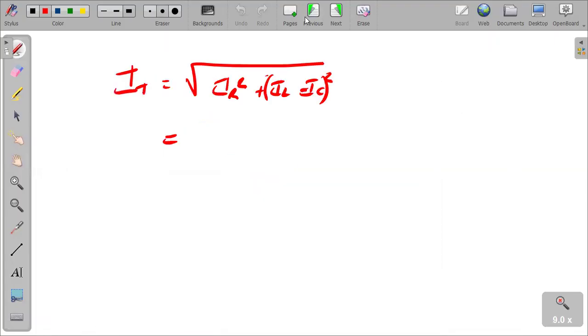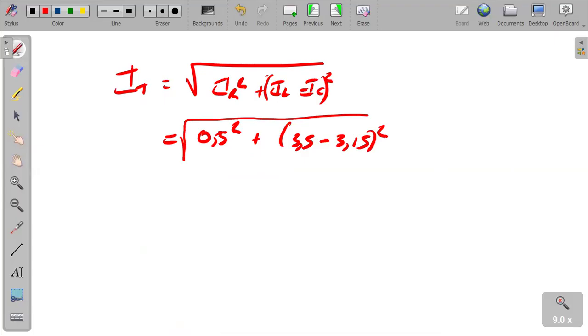So we are simply substituting now: 0.5 squared plus, right, (IL 3.5 minus IC 3.15) bracket squared, under the square root sign. So that's what we have there. And that will give us 0.61 amperes. That marks our IT. Right, let's go to the next question.